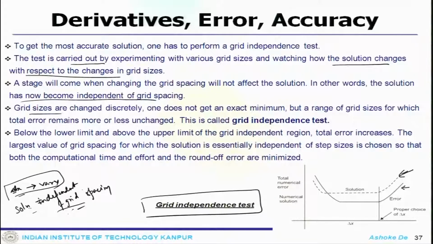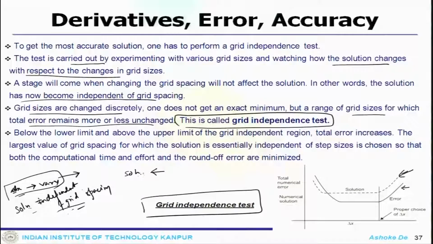Now, once grid sizes are changed discretely, one does not get an exact minimum, but a range of grid sizes for which the total error remains more or less unchanged. This is what you call the grid independent test. That means I am varying the grid spacing and getting a solution. So, solution 1 to solution 2 and solution 2 to solution 3, when the error percentage becomes independent of grid size, then we can call it a grid independent test.